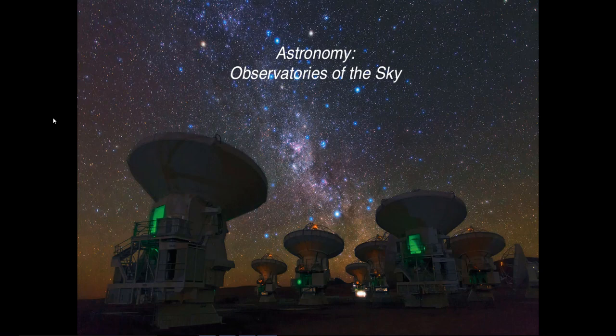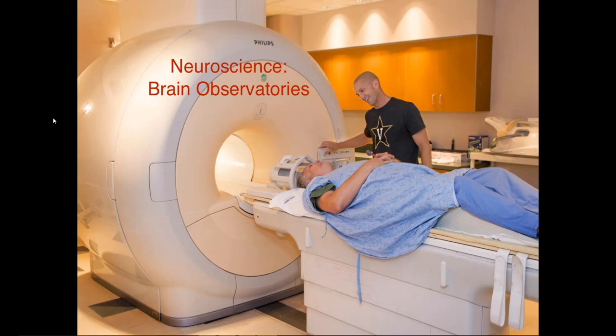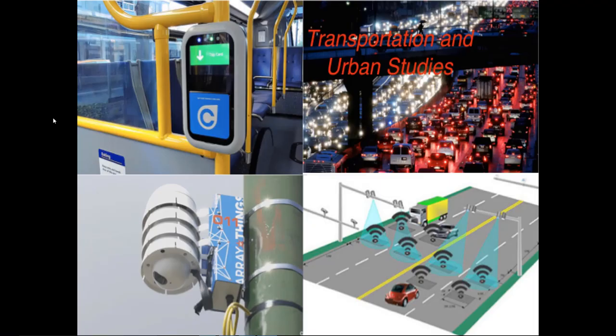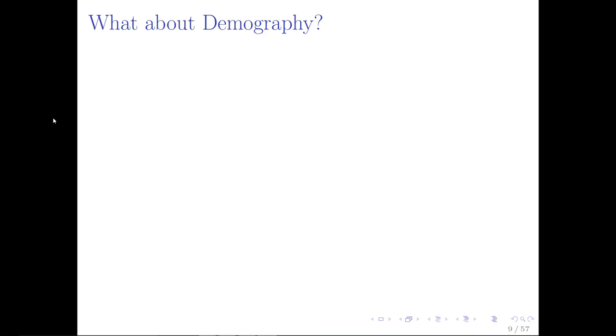If we think of neuroscience, it relies on data from fMRIs or various types of sensors, and so we can think of those as brain observatories. Similarly, transportation studies is being transformed by a number of data that come from sensors that are placed on roads, on sidewalks, on poles, in public transportation systems, and so on. And so one of the big questions for me is, well, what about demography?